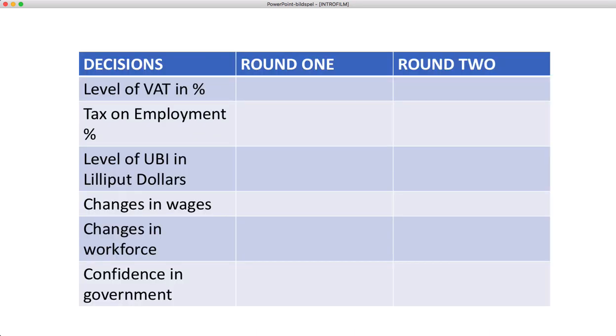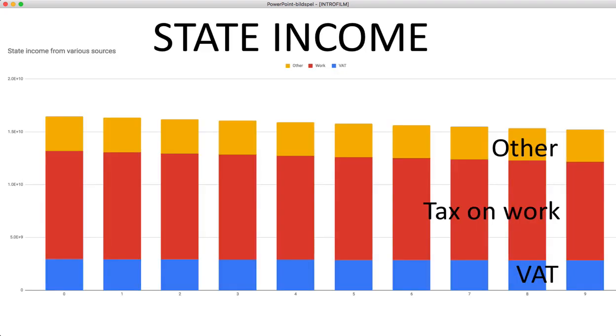These are the decisions that go around 9 rounds. I'm showing you round 1 and round 2 here. The first one is how much VAT to put on things. The second is how much to tax employment. We have Lilliput dollars, how much should we pay people. Employers can work out how much to change in their wages. Employees can decide whether they're going to keep their job or go over to UBI, and there's a general confidence in government vote. This is what happens.